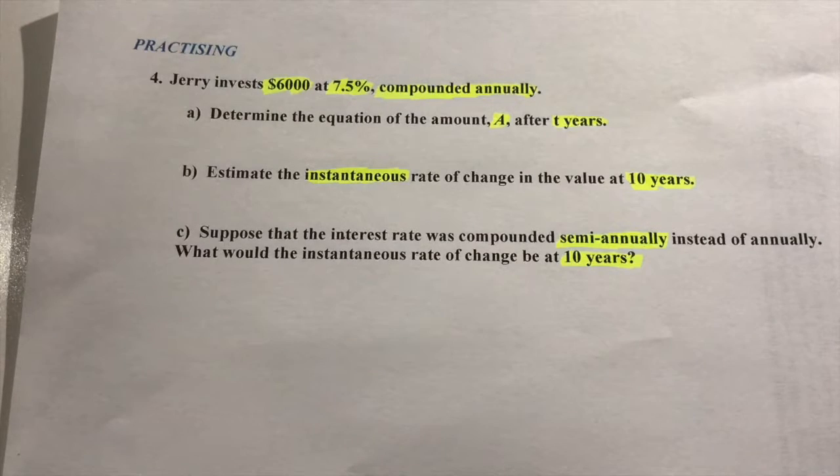B. Estimate the instantaneous rate of change in the value at 10 years, and C, suppose the interest rate was compounded semi-annually instead of annually. What would the instantaneous rate of change be at 10 years? After initially reading the 7.5% growth compounded annually, it is clearly apparent that this is an exponential function. After coming up with the equation for this exponential function, the question then asks us to calculate the instantaneous rate of change, which is a topic we covered in advanced functions in Unit 1.